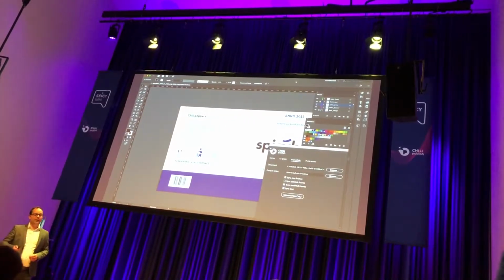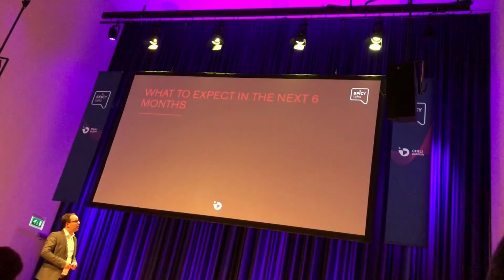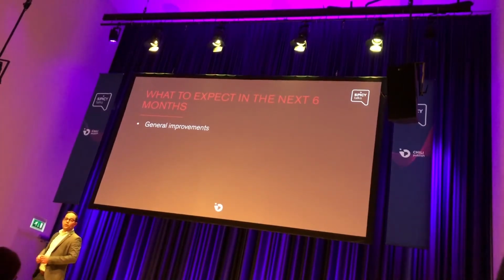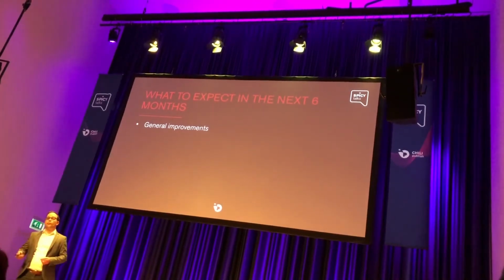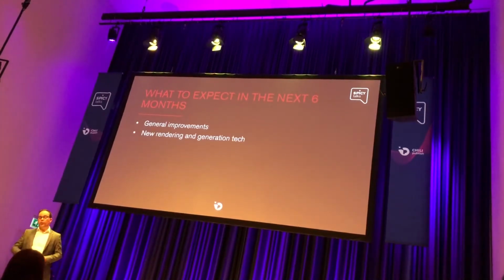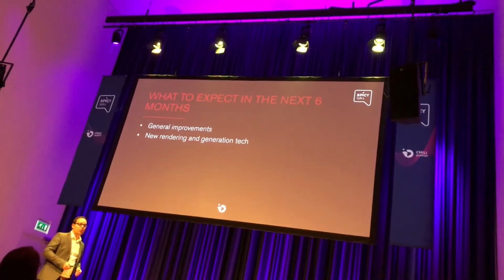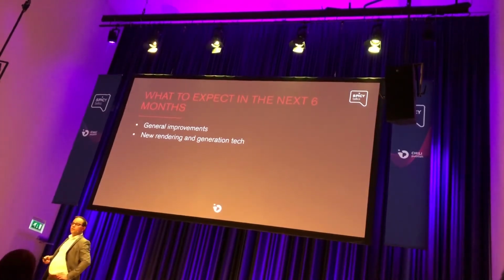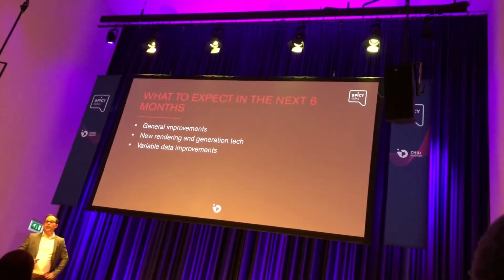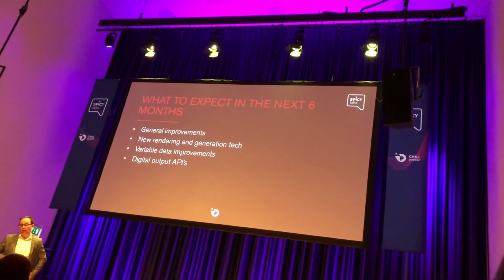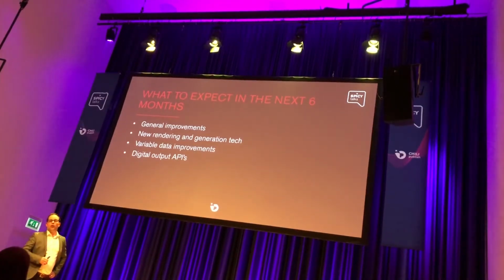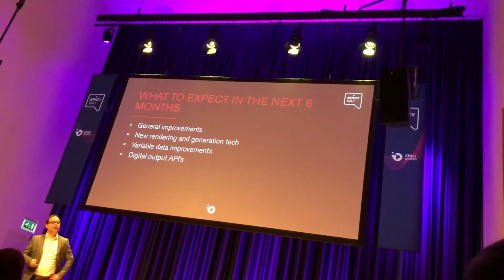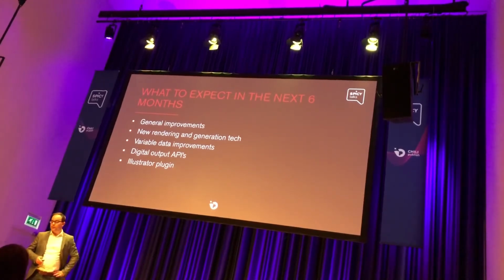So what can you expect in the coming months? First of all, we are going to do general improvements to all of those three units. We're going to improve performance, usability. We are going to integrate new technology, new rendering technology, new generation technology, new conversion technology. And because of that, we will be able to provide you improvements in the area of variable data processing. And we'll also be working on outputs for digital output, APIs for digital output. And last but not least, we are working on that Illustrator plugin.